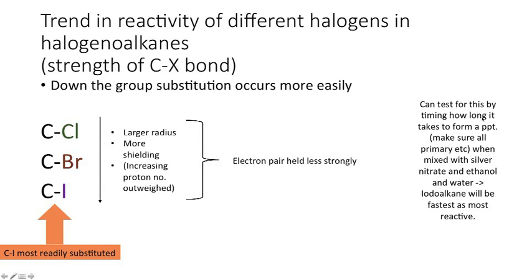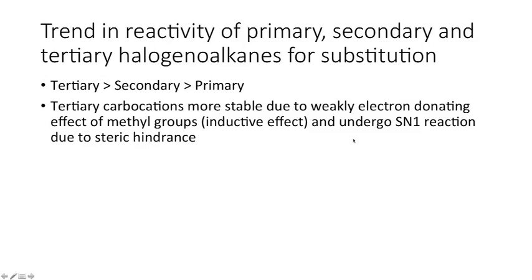We can test for this by timing how long it takes to form a precipitate. You make sure all are primary and make sure they're all the same, so you're just changing this factor here. They're mixed with silver nitrate in ethanol and water, because you can form a precipitate from that reaction, and the iodoalkane will be fastest, as it is the most reactive, because the electron pair is held less strongly.